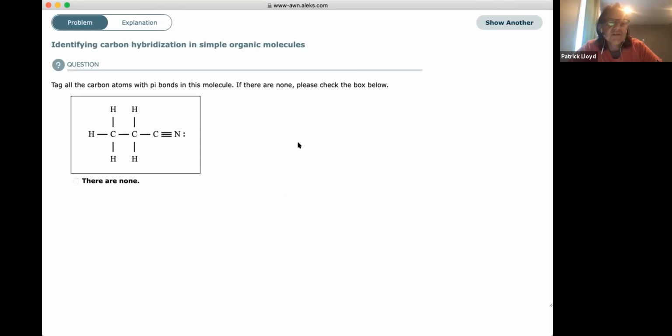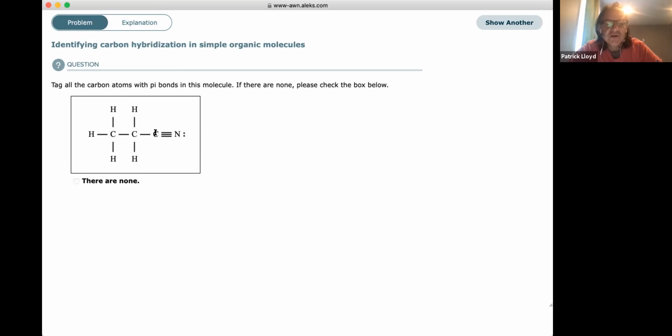Tag all the pi bonds in here. Well, we've got 3 carbons. I'm going to go through all of them. The first one is sp3, right? Because it's got 4 surrounding atoms. All sigma bonds, right? They're all singles, so they're all sigma bonds. The second carbon right here, all single bonds, sp3. Again, it's got 4 surrounding atoms.